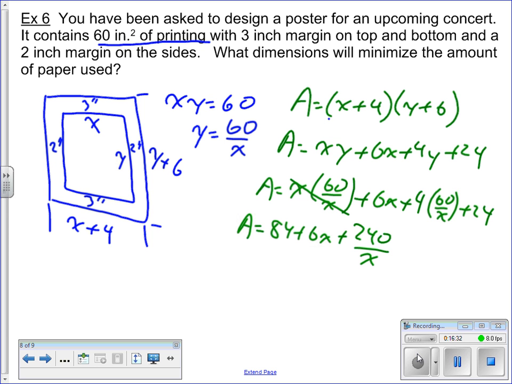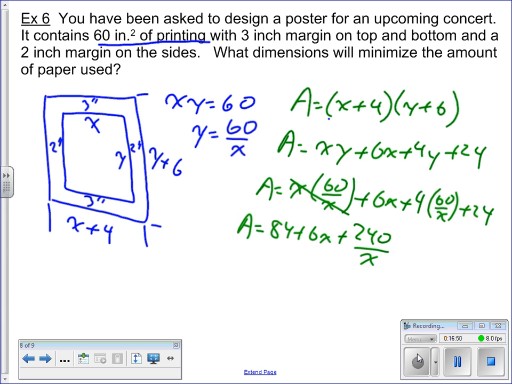So I now have a formula in one variable. And like I said, you could have substituted in the y at the beginning and then multiplied out. You'd end up with the same thing anyways. It's six of one, half a dozen of the other, whichever one you like, whatever floats your boat, so to speak. Okay, now what do we do?